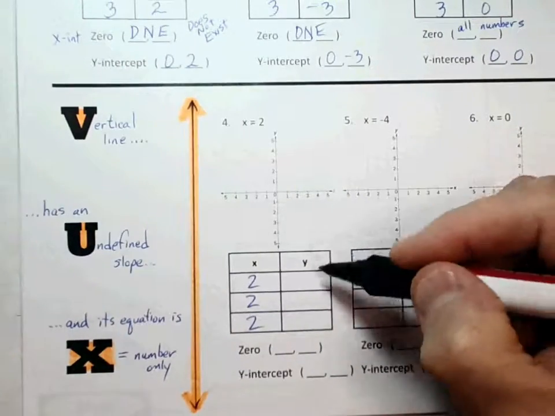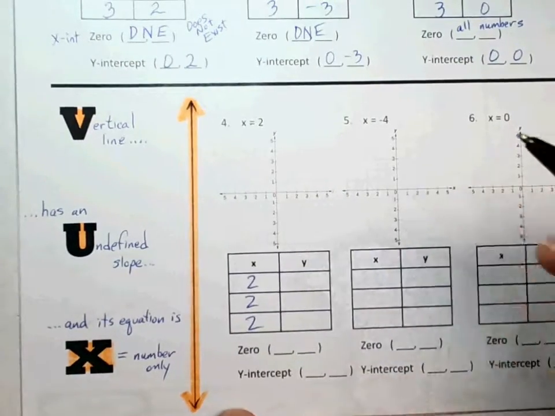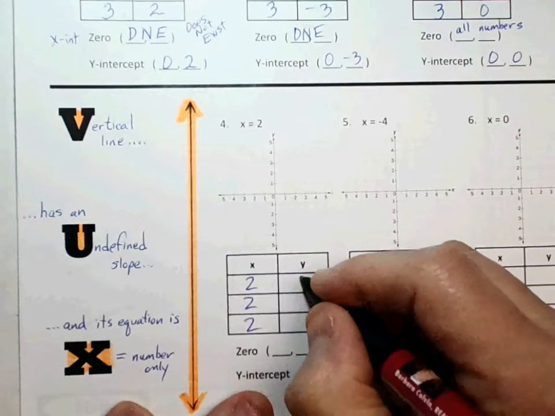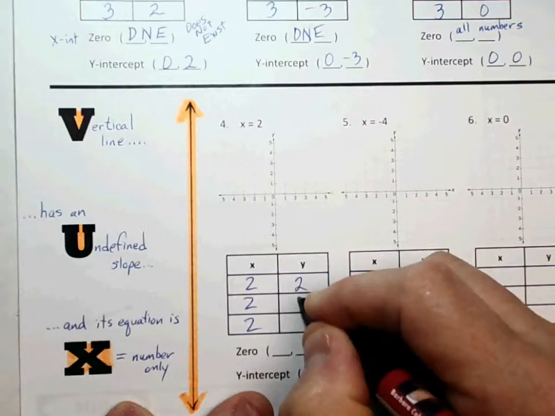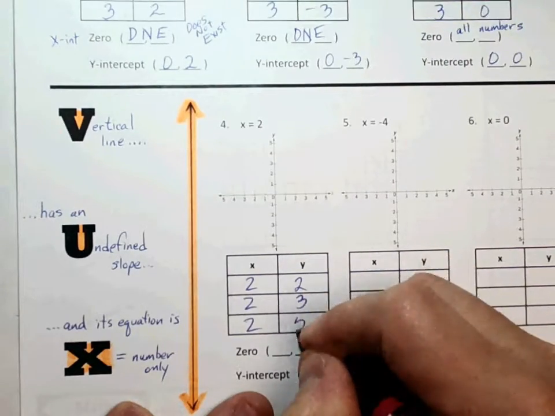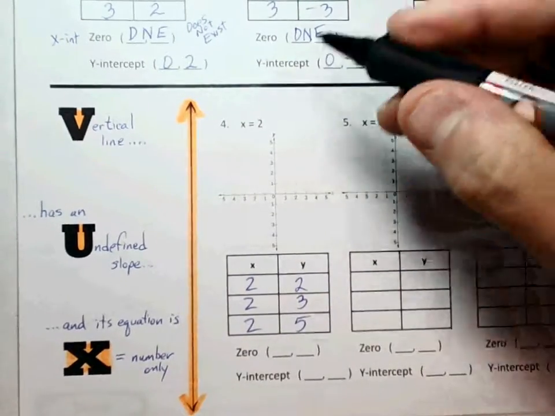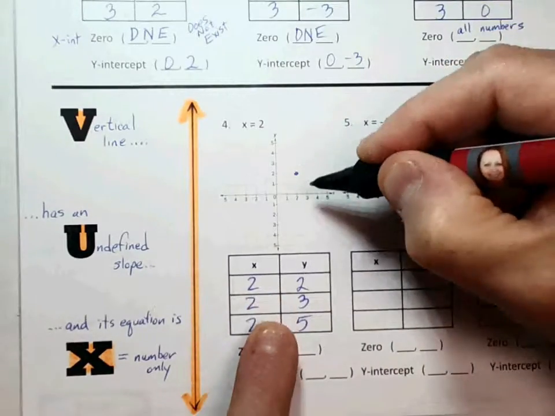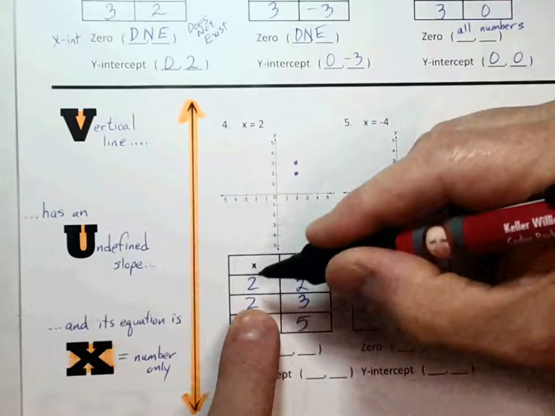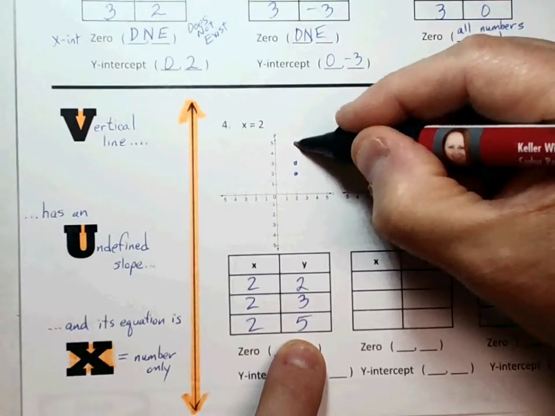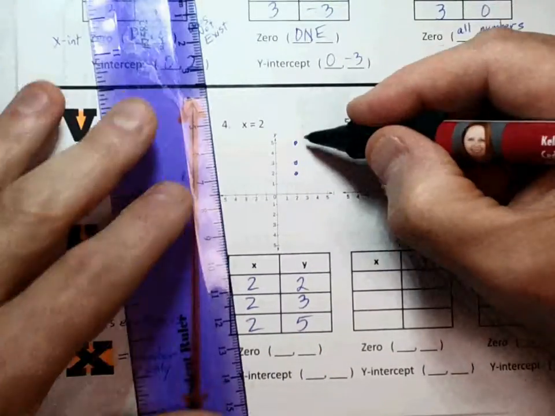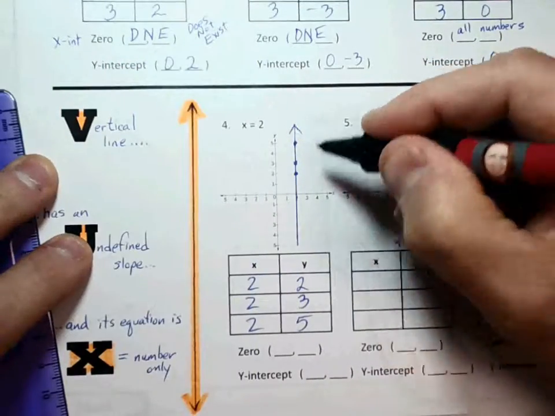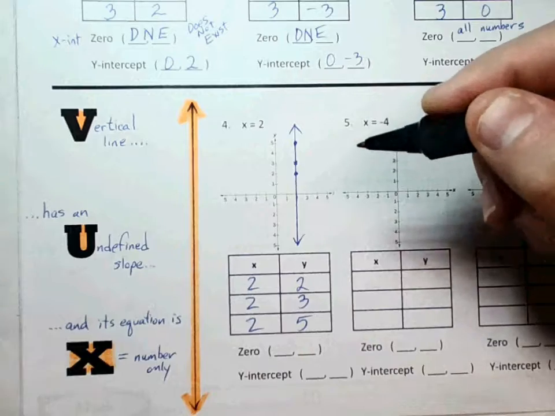And just like above, how do we fill in the other column? Pick a number, any number, or number that you like. Doesn't matter. I'm going to pick 2, 3, and 5. And just out of nowhere. Now if I plot these points, I've got 2, 2, I've got 2, 3, I've got 2, 5. Notice they're stacking on top of each other, and they're heading true north, true south, just like a vertical line should do. Okay?